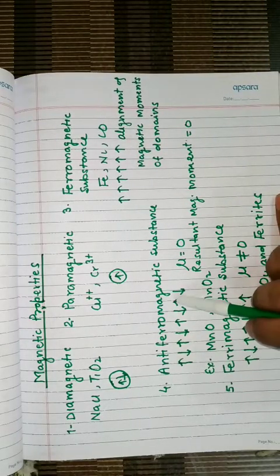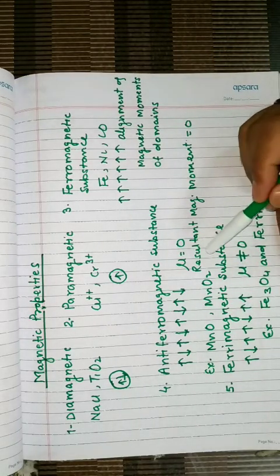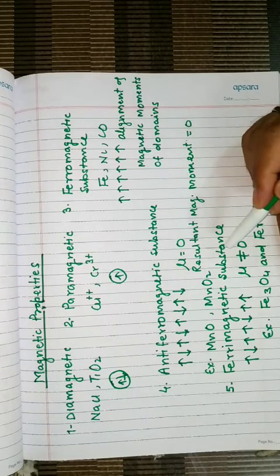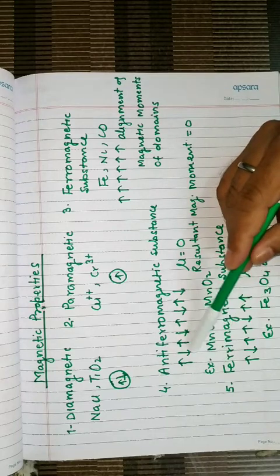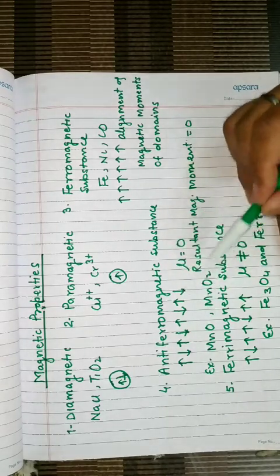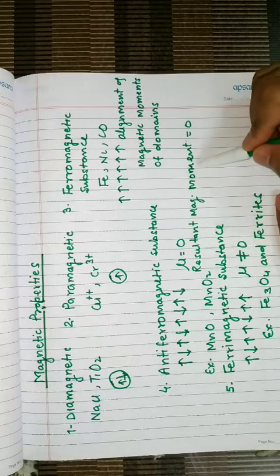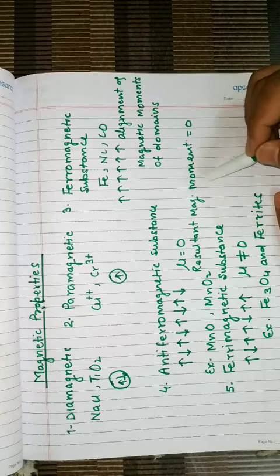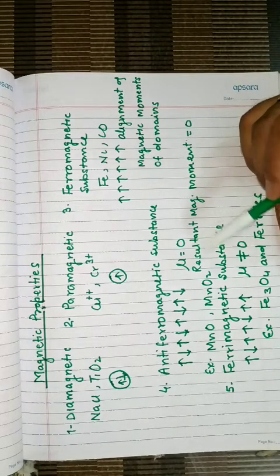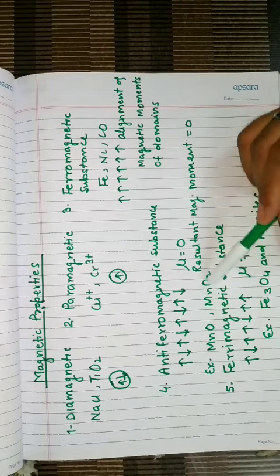In the case of antiferromagnetic substances, we expect to have a very high degree of magnetic moments from the domains. But actually, the arrangement of the magnetic domains is in a compensatory manner, in parallel and anti-parallel directions. So this results in zero resultant magnetic moment. So once the magnetic moment becomes zero, the actual magnetism obtained is less than what is expected from the magnetic moment of the domains. For example, manganese oxide and manganese dioxide.